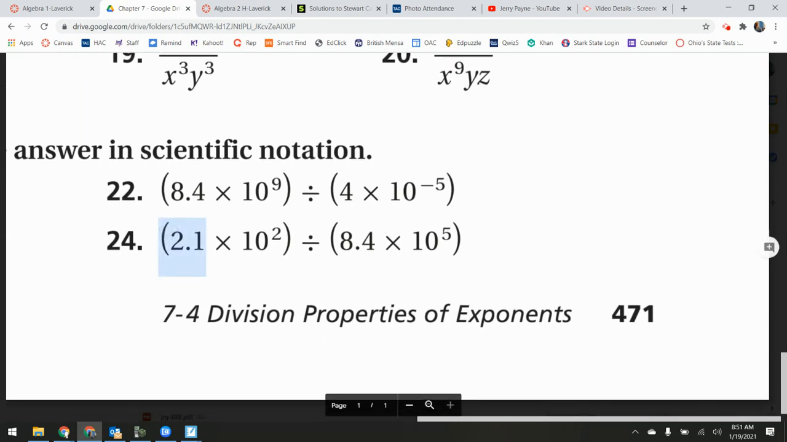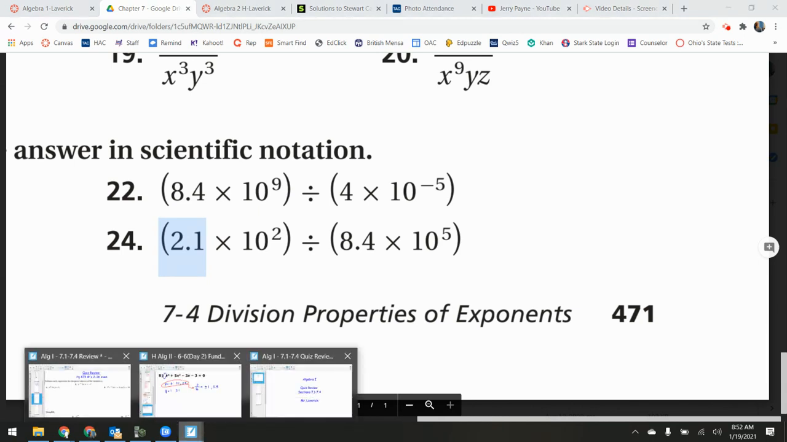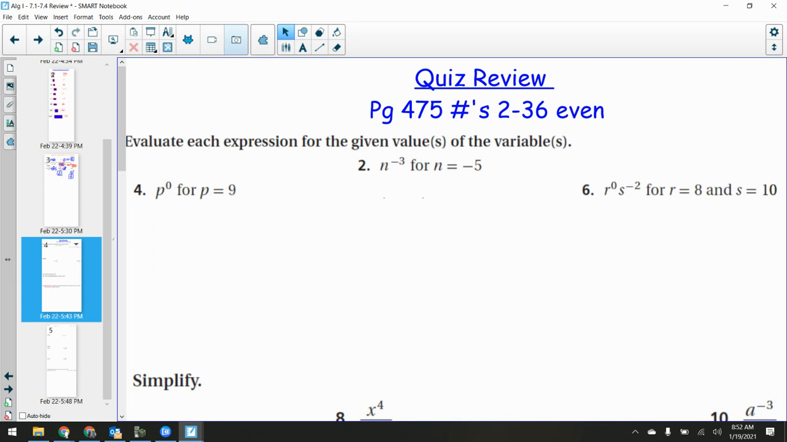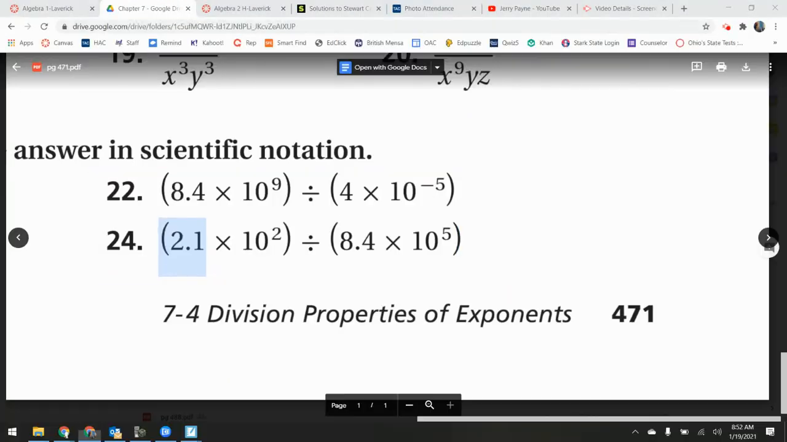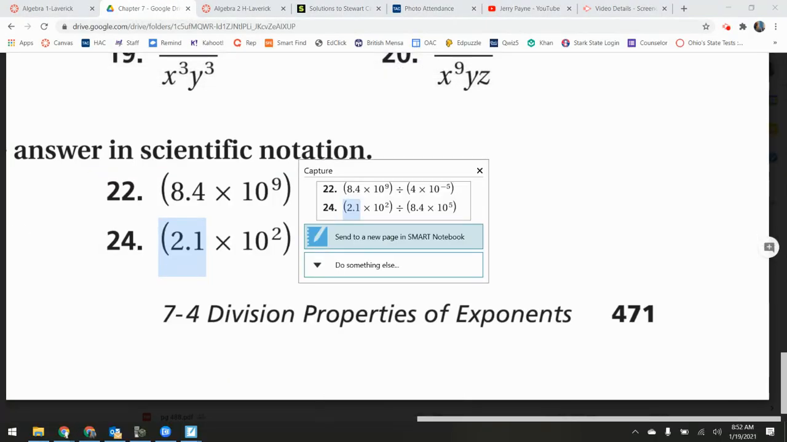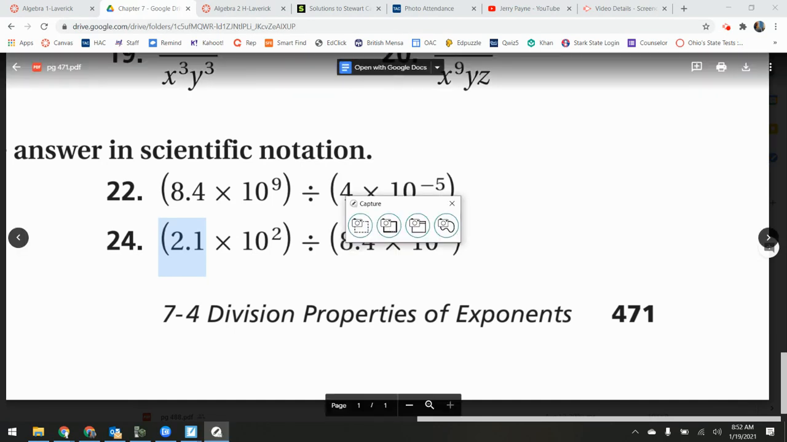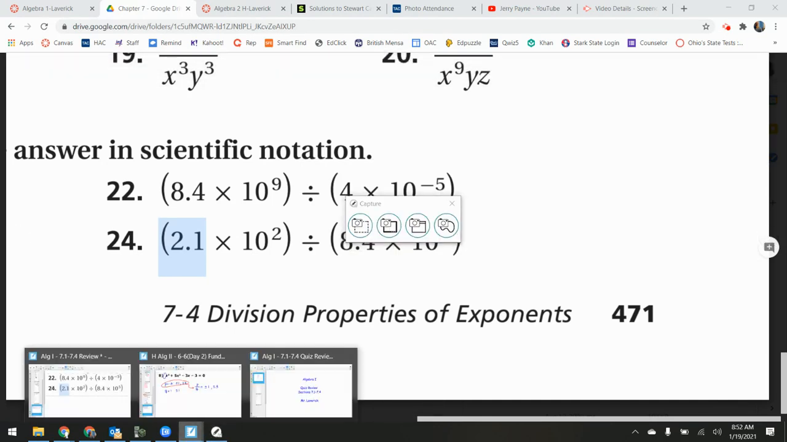Number 22. I'm just gonna do number 22 and 24 real quick because I know the scientific notation ones are a little weird. Number 22. I take 8.4 times 10 to the 9th. You know, let me just screen capture this in real quick. Let me bring this thing. Oh, well, it doesn't matter. Sorry, whenever I capture something, it does that. I hear you.